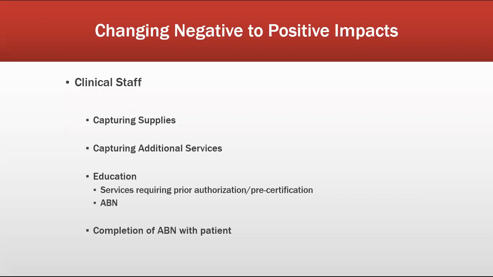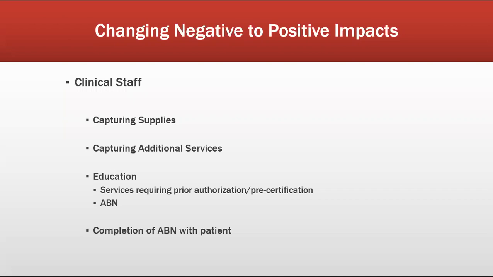We need to make sure that with our clinical staff that somebody's providing education for them regarding services that require pre-authorization and pre-certification. So if they're in the office and they want to do something else, they know, does that fall on this list that I need to do pre-authorization first? Is it something that I can just go ahead and do? Or is this something that's not covered by the carrier and I need to get an ABN for? And then make sure that we're completing those ABNs.